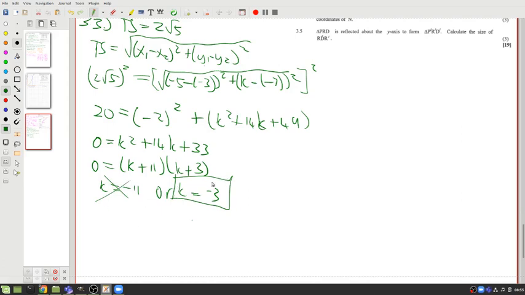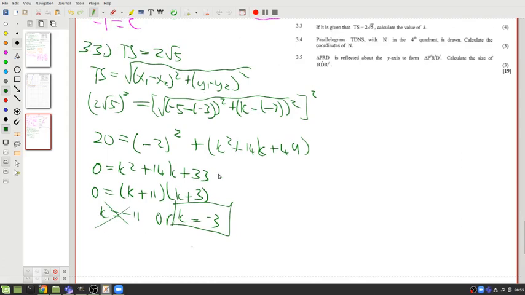Alright, that was question 3.3. So we just used the distance formula and plugged in the values to solve for the missing term. Okay, let's go to question 3.4. 3.4. Whoa, sorry, something went wrong with my pen there. 3.4. Parallelogram TDNS with N in the fourth quadrant is drawn. Calculate the coordinates of N.